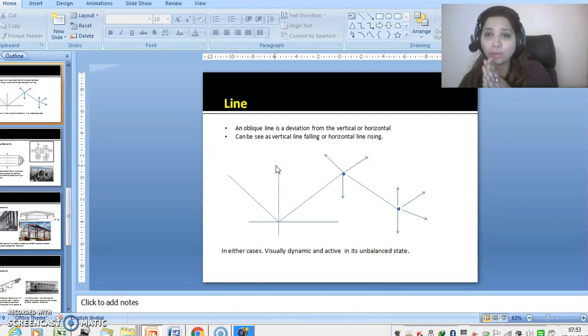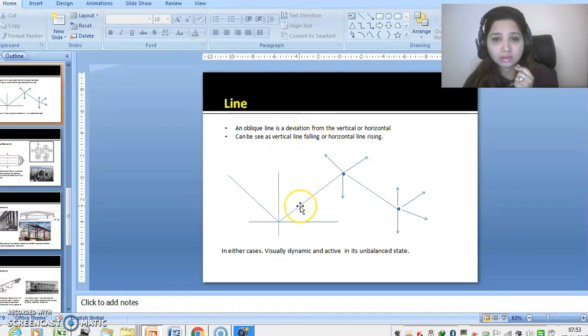Now this is an oblique. Now if an oblique line falls on a horizontal plane, it is a deviation from the vertical or the horizontal. So it will bounce back and go to another. It can be seen as a vertical line falling on the horizontal and then rising again. Again it can fall down, it can rise again in different directions. So this is how geometry works, and the lines also work.